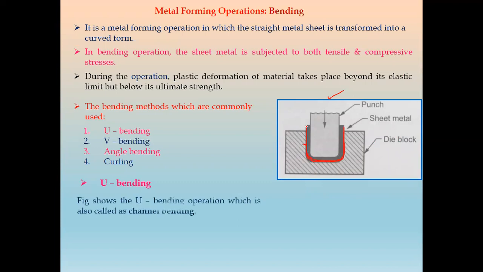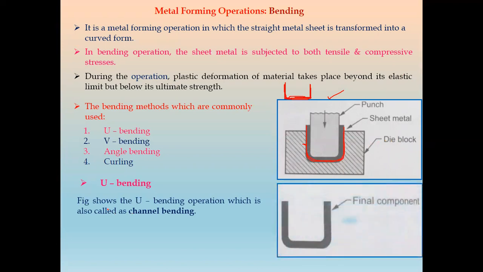The figure shows the U bending operation, which is also called channel bending. So we have channels, and in angle bending, we have angles. If you have a C channel, this C channel is produced from this bending operation. So U bending is also called channel bending, and after this we get the final product having a channel or U-type shape.